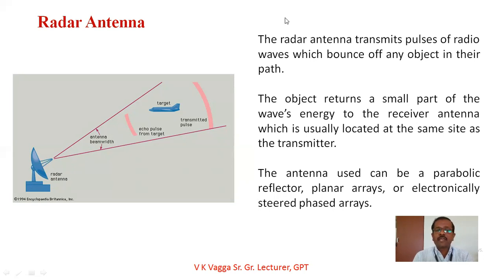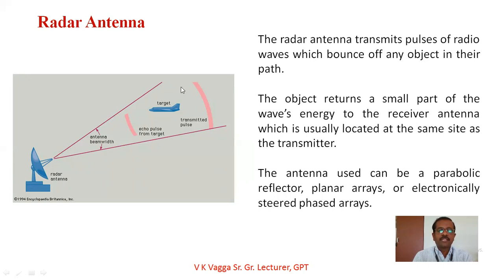So a radar antenna transmits pulses of radio waves which bounce off an object in their path. It transmits the signal within the beam width, so you can see the beam width. It is exactly the same as if you place a torch light in the dark: its width increases as the distance increases, so you can see it has increased with distance here.